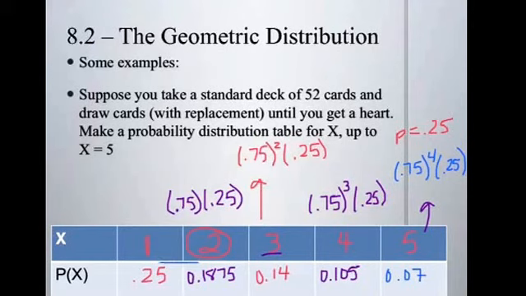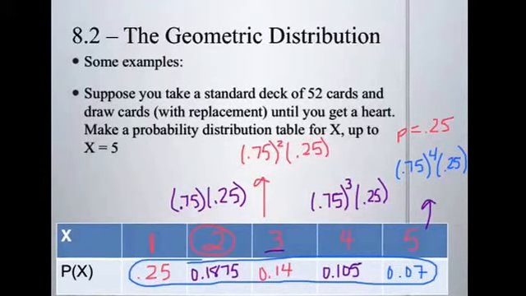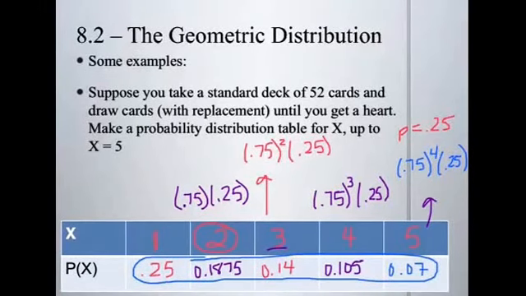Do you notice something? Look at the probabilities as the trials go longer. What's happening? They're getting smaller. That's what should happen if you think about it. If I'm drawing cards, the probability of not getting a heart in the longer amount of trials should be getting smaller because I should get a heart eventually. So if I keep not getting hearts, the probability of that happening starts getting very small, and it starts getting smaller.